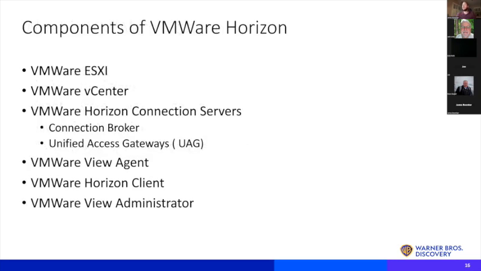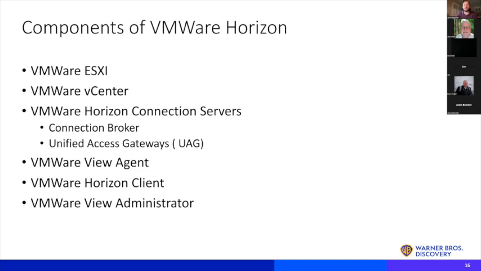There's a few different components of VMware Horizons. We have the ESXi server, which is our hypervisor that actually runs all the virtual machines. We have VMware vCenter. That's the orchestrator, and that's the kind of commander. That's what all the ESXi servers hook into, and we use vCenter to manage them all. VMware Horizon connection servers, we have two different kinds of those. We have the connection brokers. These handle authentication and brokering the connections out to the virtual machines.